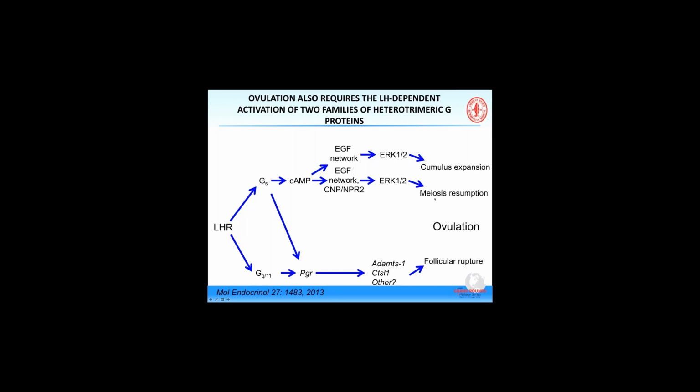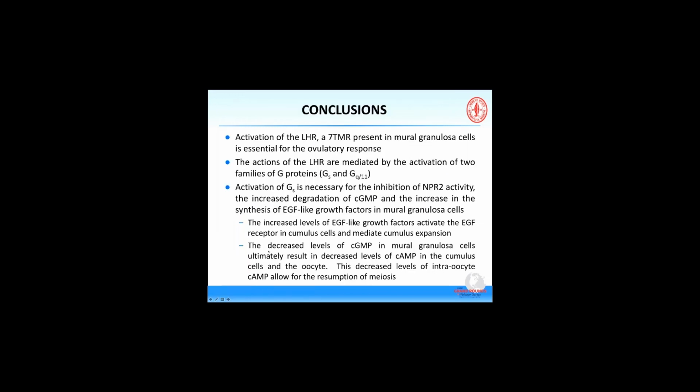So the three processes then, cumulus expansion, the meiosis resumption, and then follicular rupture that are necessary for ovulation are all under the control of the LH receptor and two different families of G proteins, GS and GQ11. So these are the conclusions, the overall conclusions from the lecture then.